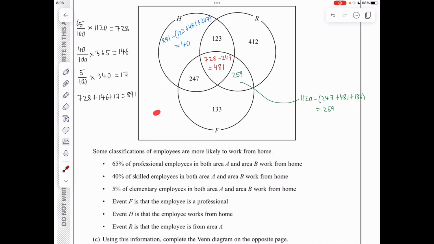So bearing in mind that we had a total of 1,825 employees, if I deduct everything from 1,825, I will be finding the missing number here. So what I need to do is 1,825 minus the 40, the 123, the 412, the 247, the 481, the 259, and the 133, and this gives an answer of 130. So this completes the Venn diagram.